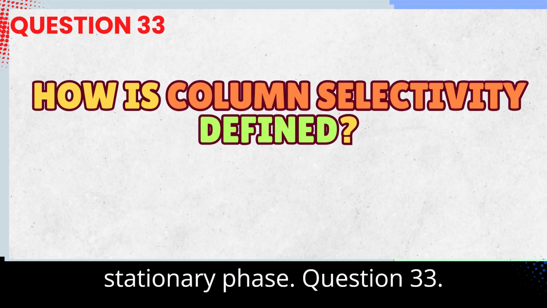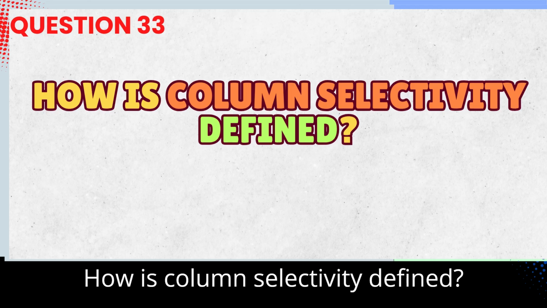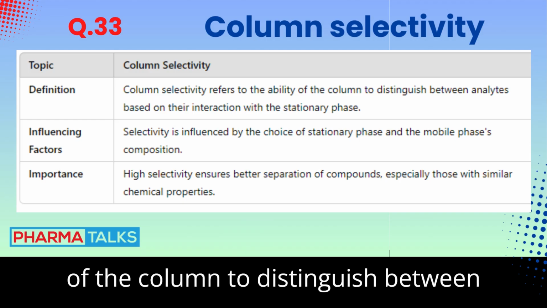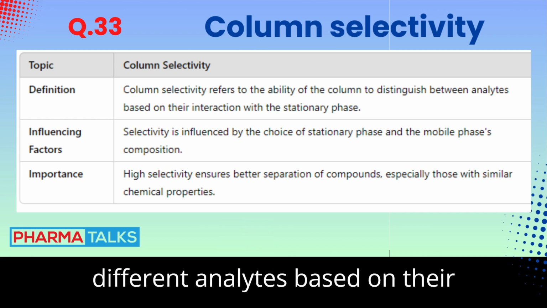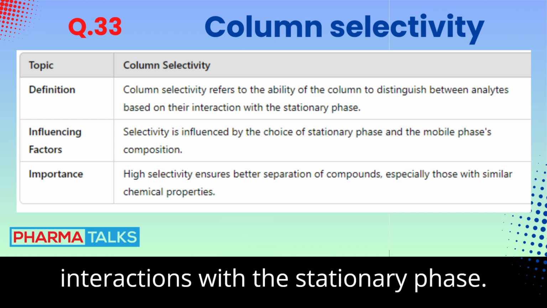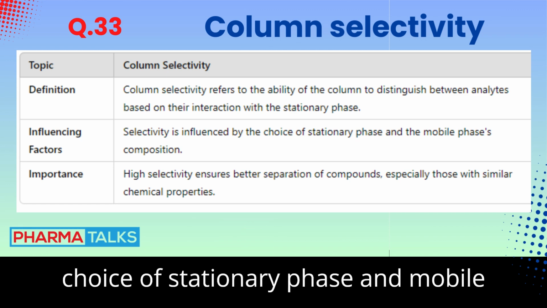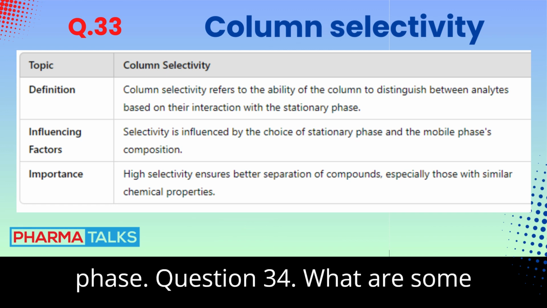Question 33. How is column selectivity defined? Answer. Column selectivity refers to the ability of the column to distinguish between different analytes based on their interactions with the stationary phase. Selectivity can be influenced by the choice of stationary phase and mobile phase.